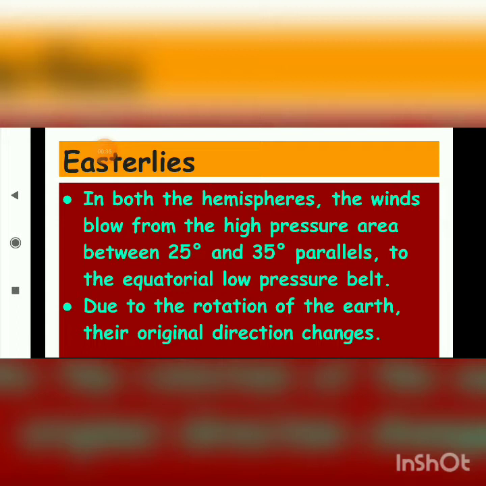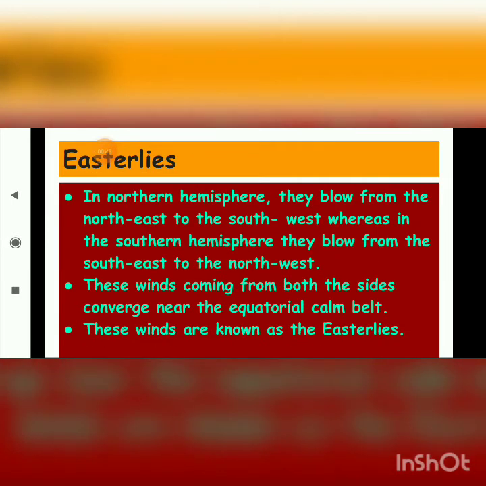So because of the rotation of the earth, what happens? The original direction changes. In the northern hemisphere, they blow from northeast to southwest, whereas in the southern hemisphere, they blow from southeast to northwest. So in the northern hemisphere they blow from the northeast to the southwest, and in the southern hemisphere they blow from the southeast to the northwest.